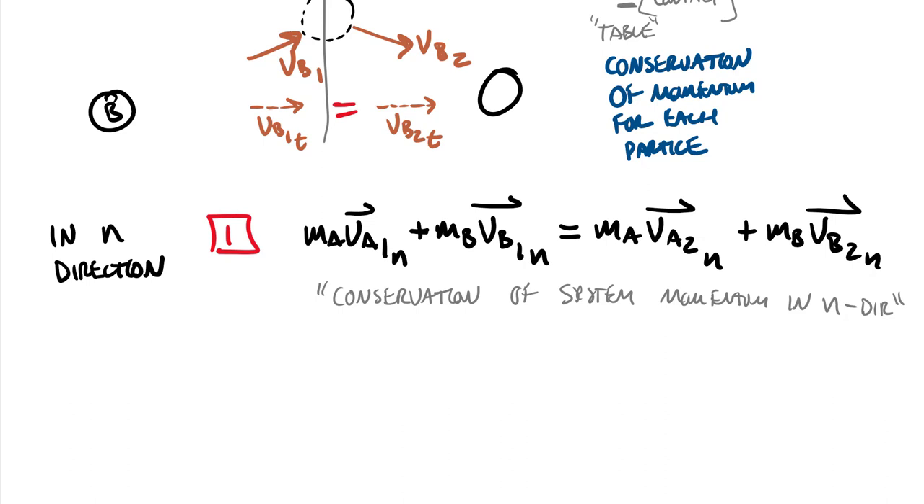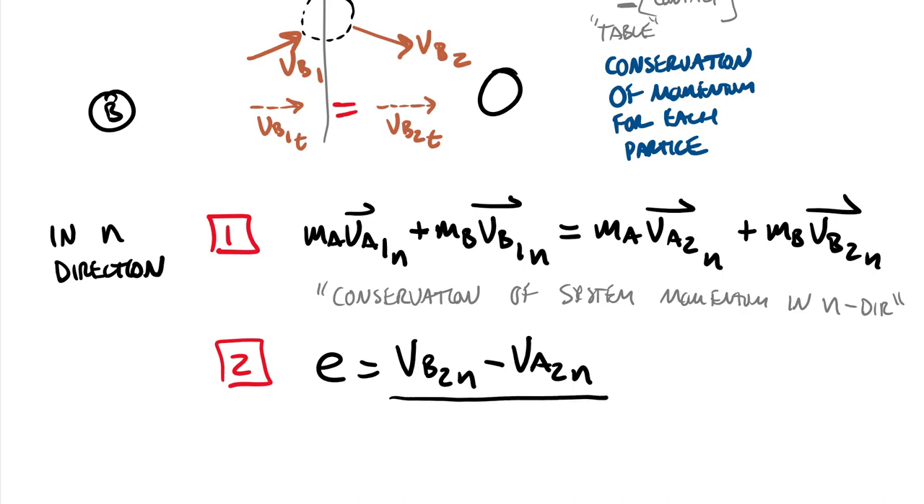All right, we also know that our coefficient of restitution applies in the n direction. So equation number two, coefficient of restitution tells us e is a ratio of departure to approach velocities. And once again, these are going to be sub n's: V_B2 sub n minus V_A2 sub n, so our final velocity is on the top, that's the sub 2, and then V_A1 sub n minus V_B1 sub n.